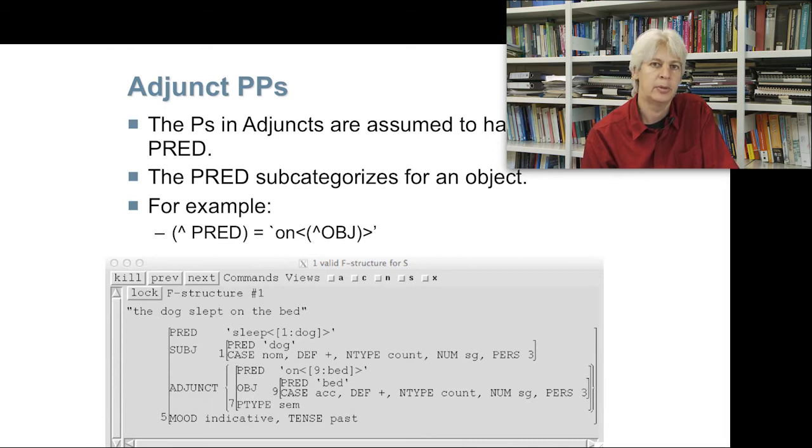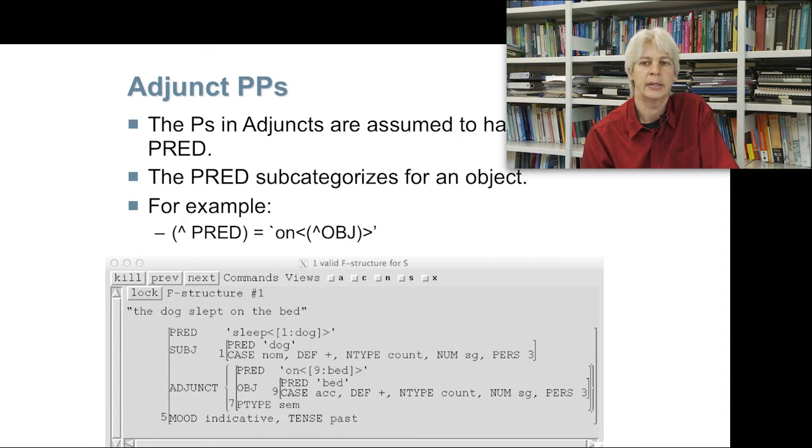Here's an example. You will be asked to implement these various different types of PPs in the grammar as part of the exercise for this lesson. To help you do that, I've given you examples for each of the types. This is the example for the adjunct type. You can see there's main predicate sleep. It has a subject dog. We're used to that. What you also see here is an adjunct.